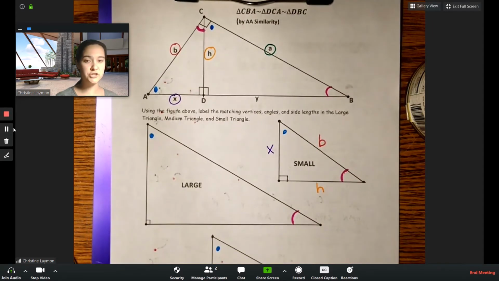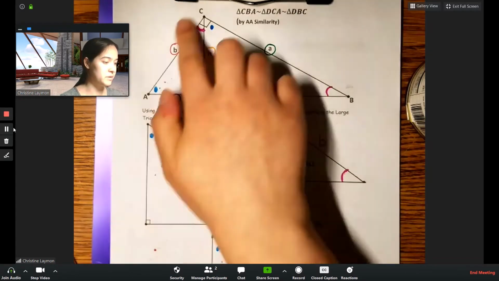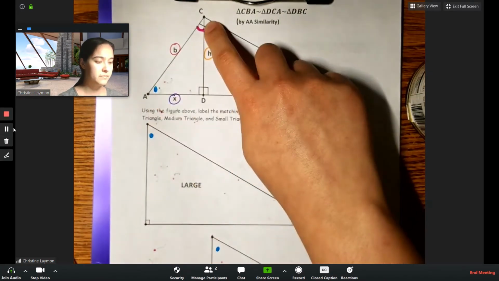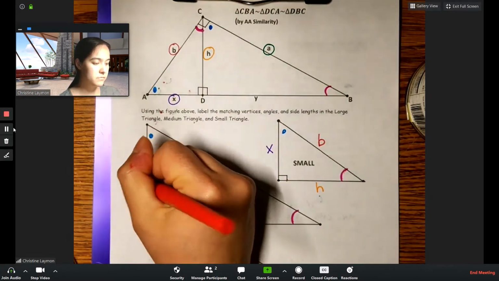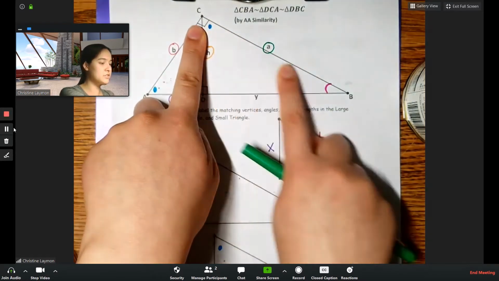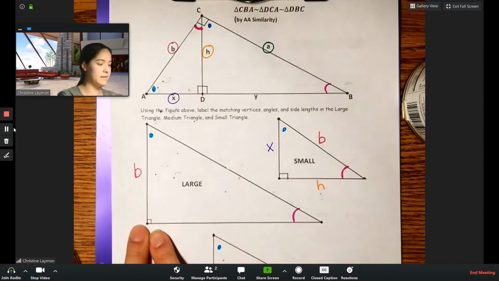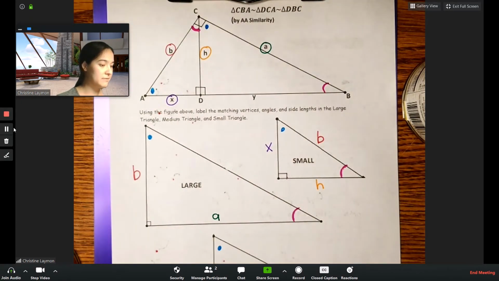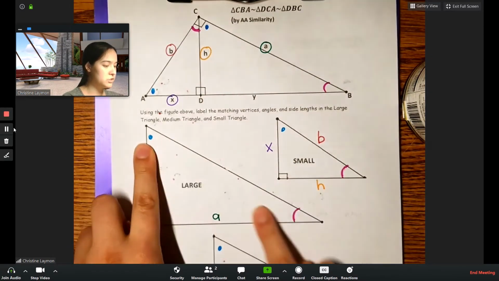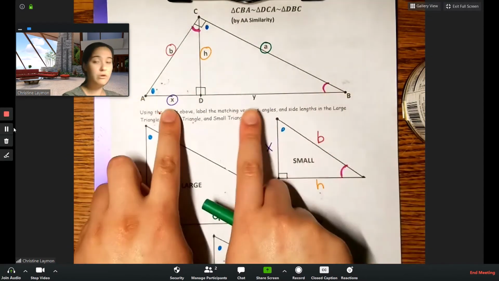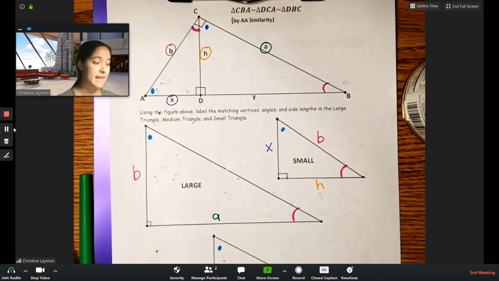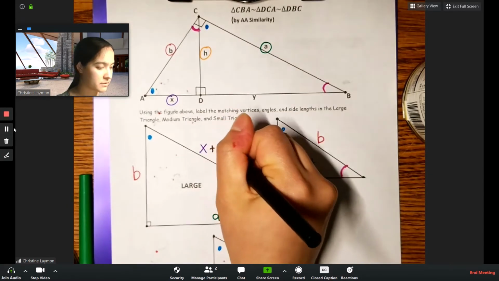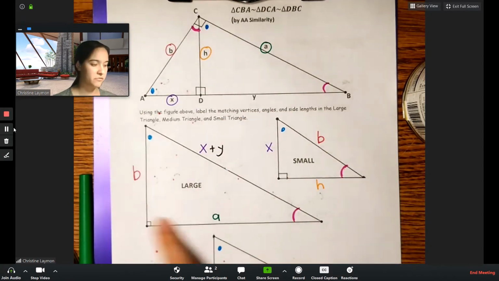Let's do the large triangle. Dot to 90. So in the big one, again, this big figure here, dot to 90, that's B. I'm now going to do 90 to arc, which is A. So A is down here. My last side is along here, dot to arc. Notice the sum of the dot to arc is X plus Y. So that is it for the large.